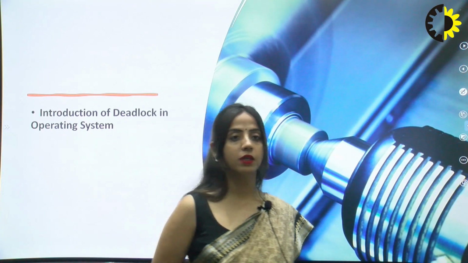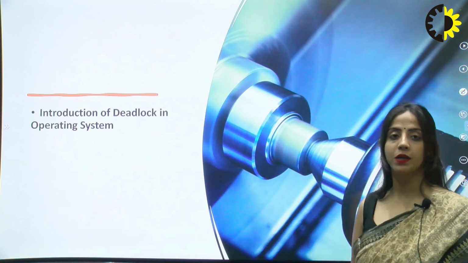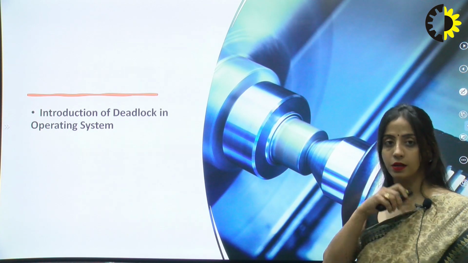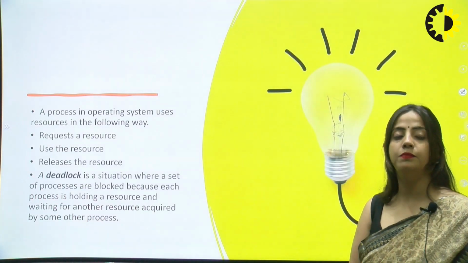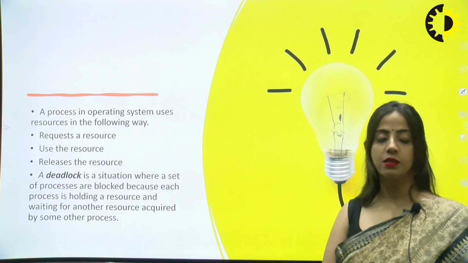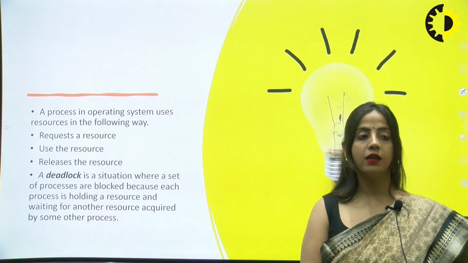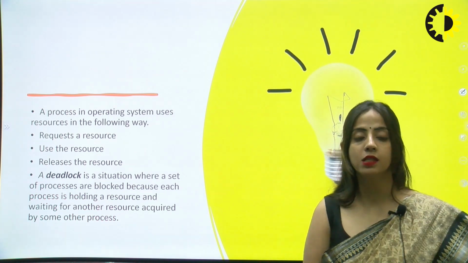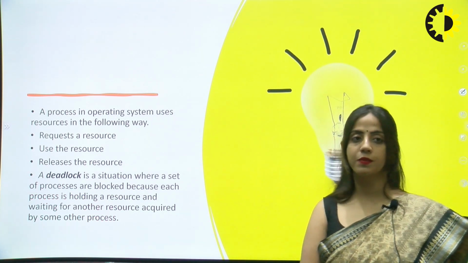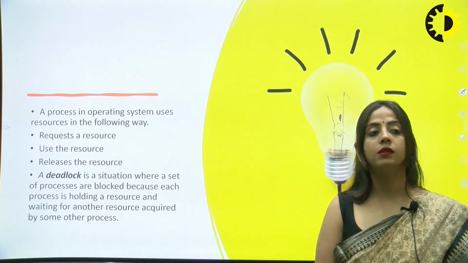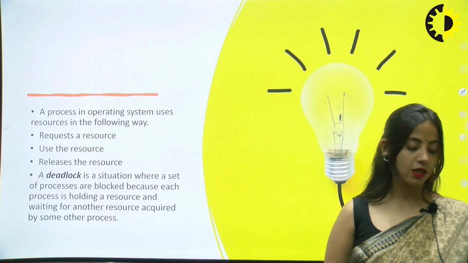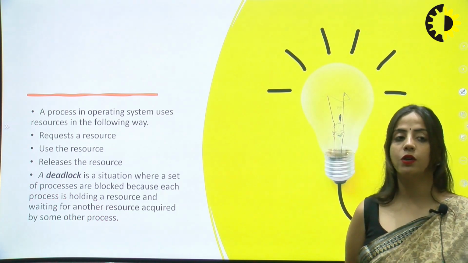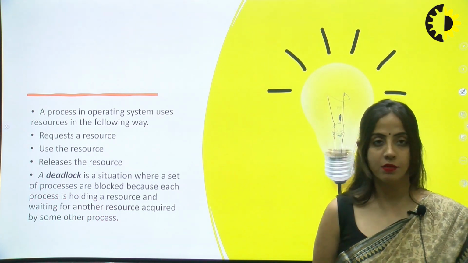Now, let's study the introduction of deadlock in the operating system. You all must be aware of the term deadlock. What is deadlock? A process in an operating system uses a resource in the following way. It requests a resource, it uses the resource, and then it releases the resource. A deadlock is a situation where a set of processes are blocked because each process is holding a resource and waiting for another resource acquired by some other process.